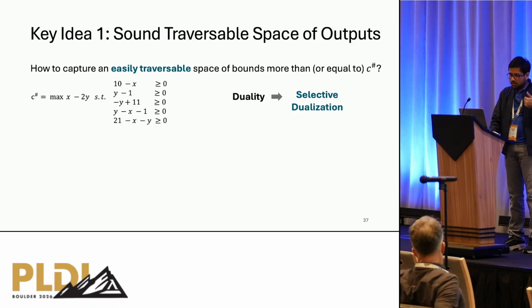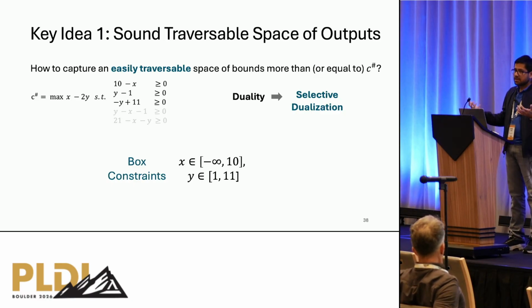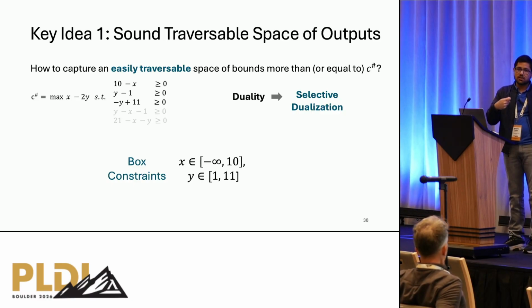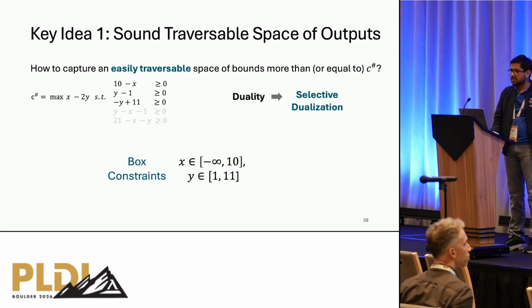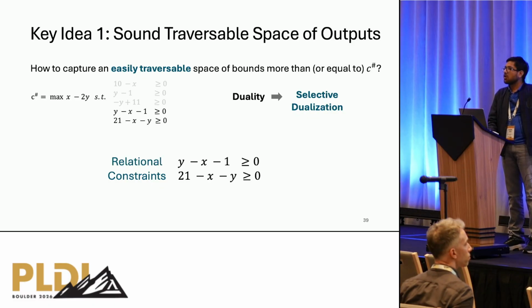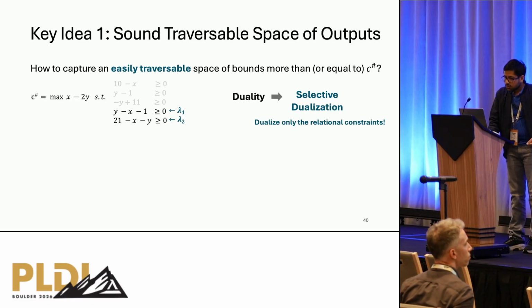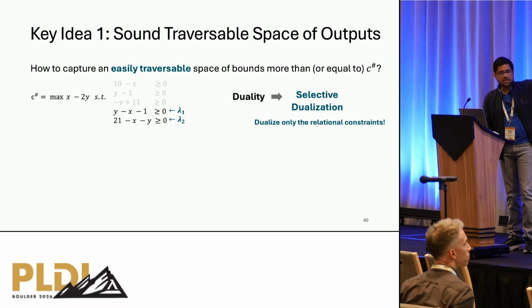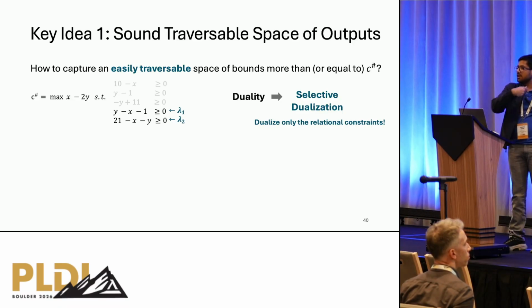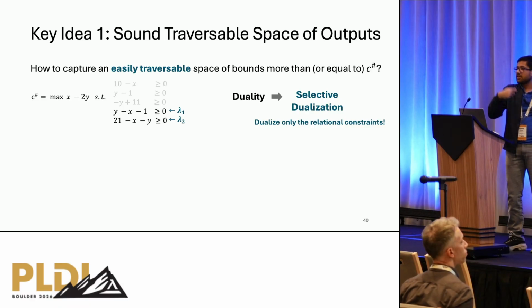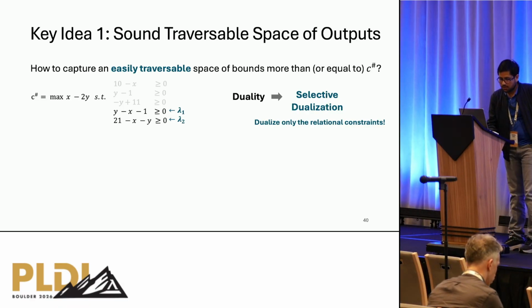This is based on the observation that when we are doing abstract interpretation, in most of the abstract domains, we have these box constraints, which are just interval constraints on the variables. The remaining constraints, we call the relational constraints. So in selective dualization, we dualize only the relational constraints. We only introduce the multipliers for the relational constraints. You can see this already gives us the benefit that we now have fewer multipliers.